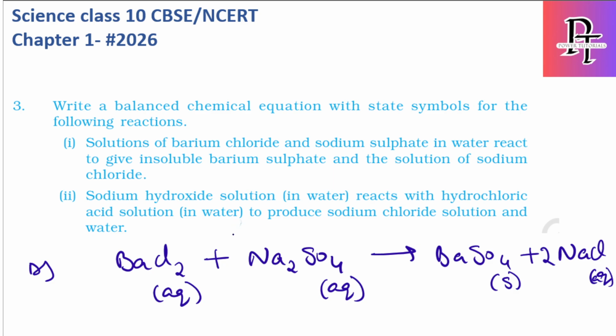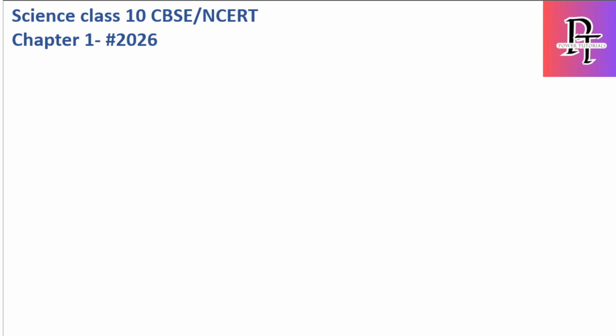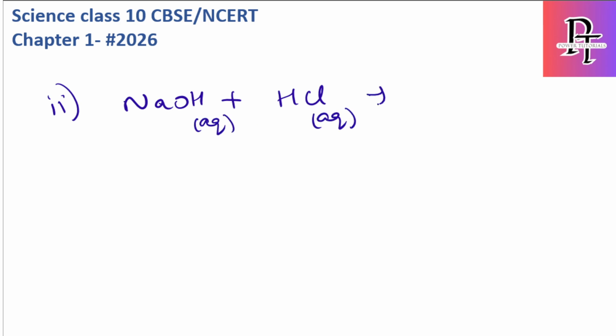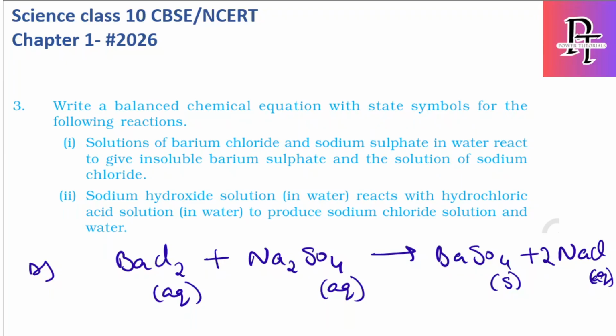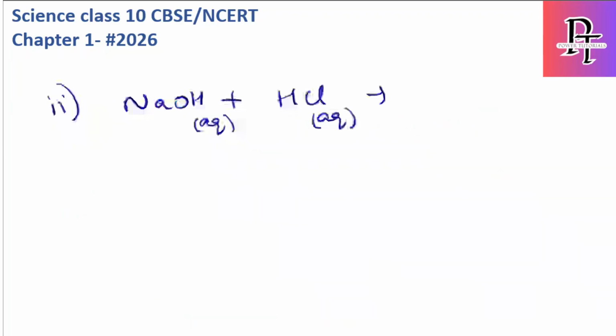Let's see the second one. Sodium hydroxide reacts with hydrochloric acid. Sodium hydroxide is NaOH. Hydrochloric acid is HCl, and both, they have mentioned clearly, are dissolved in liquid form. The products are sodium chloride and water.